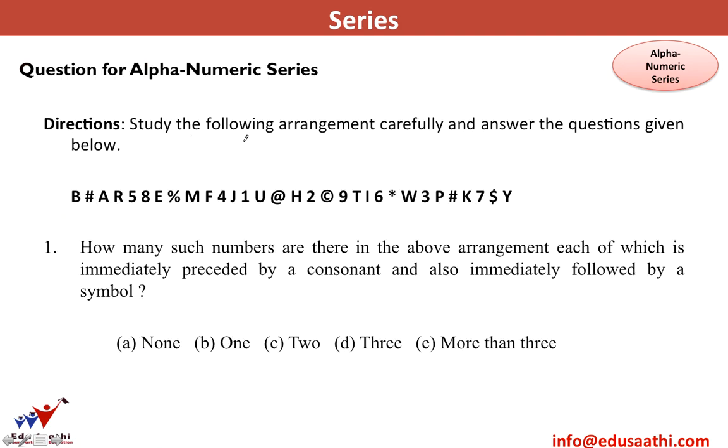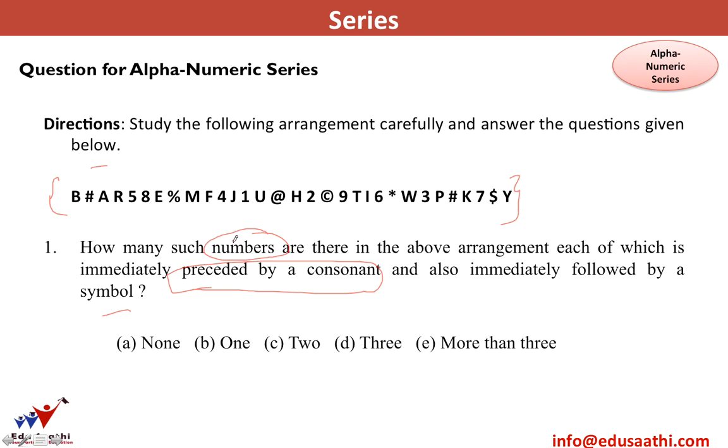So what are the directions? Study the following arrangement carefully and answer the questions given below. So this is the arrangement. Let's read the question first. How many such numbers are there in the above arrangement, each of which is immediately preceded by a consonant and also immediately followed by a symbol? So I need to have a consonant and then a symbol.